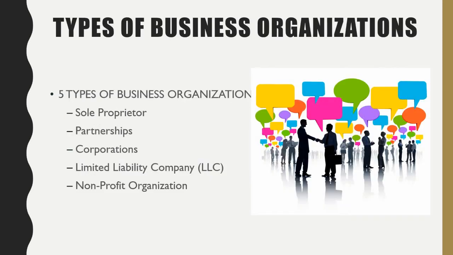So let's go ahead and dive into the different types of business organizations that exist right now. There are 5 major types, okay? Sole proprietor, and we'll break down each one individually after this slide. So again, the 5 types are sole proprietor, partnerships, corporation, limited liability company, and then lastly, non-profit organizations. Okay, so these are the 5 types that currently exist as of right now.